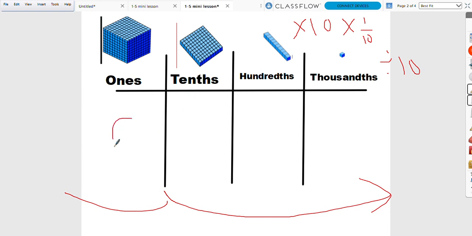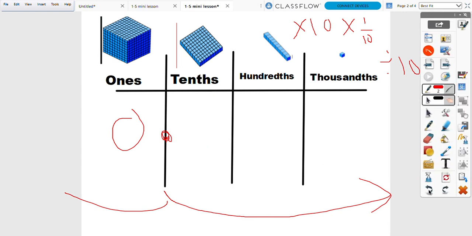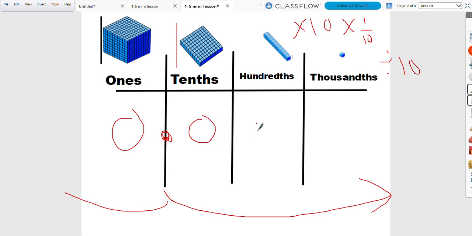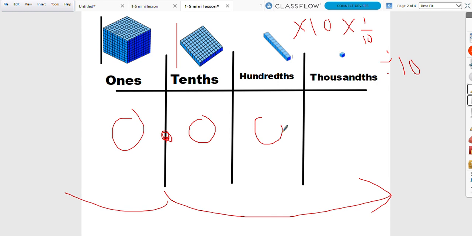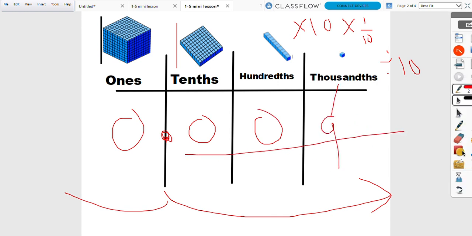So if I had 0.1, you would just read this number and then say the place that it's in. So this is in the tenths place. So it'd be 1/10. What if I had a number like 0.05? We would say that that is 5 hundredths. What if I had a number that was 0.009? Read that number as 9 thousandths.